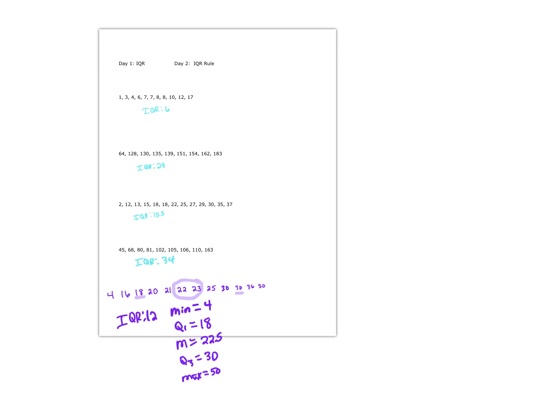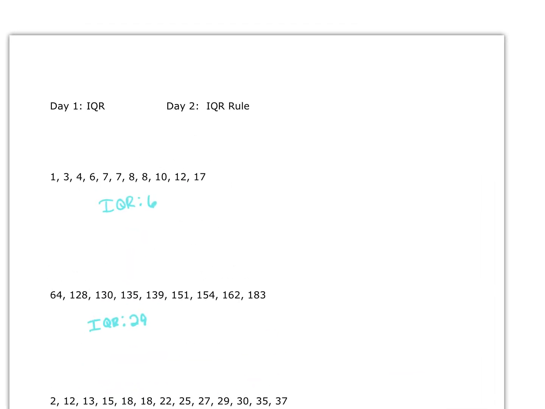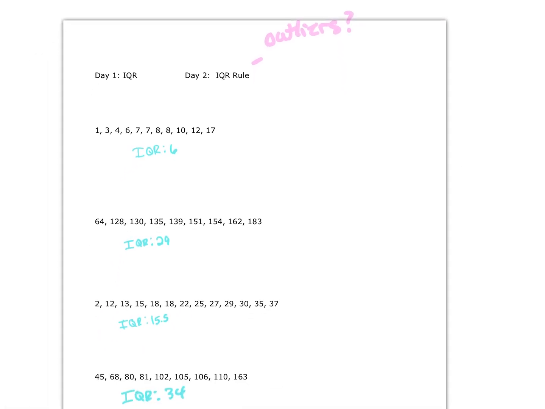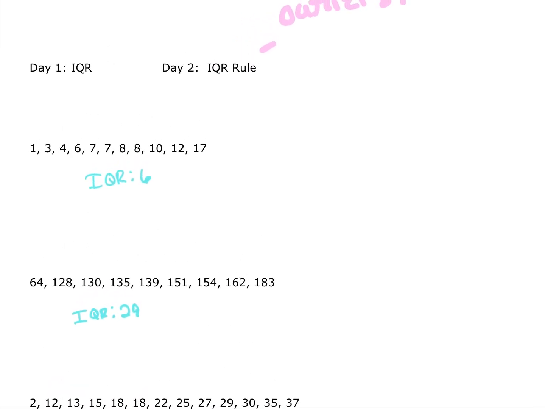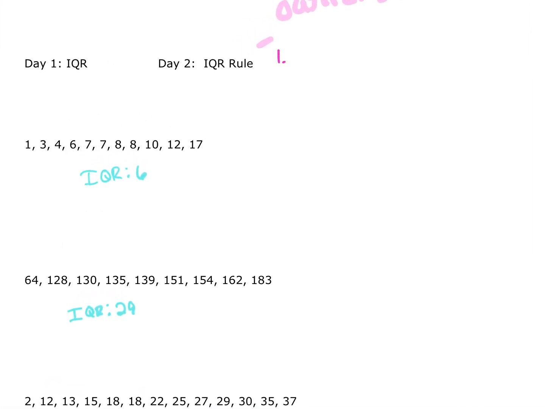There is a rule or a guideline that has been created to help us decide if there are outliers. So the IQR rule is to help us determine if there are outliers. Some math books don't just call it the IQR rule, they call it the 1.5 IQR rule or the 1.5 rule, okay?